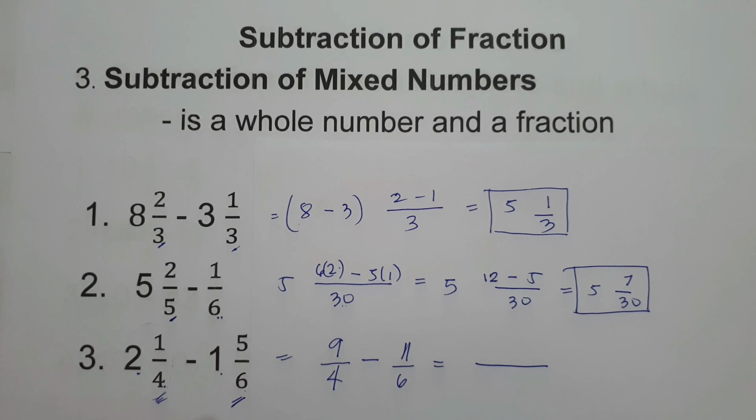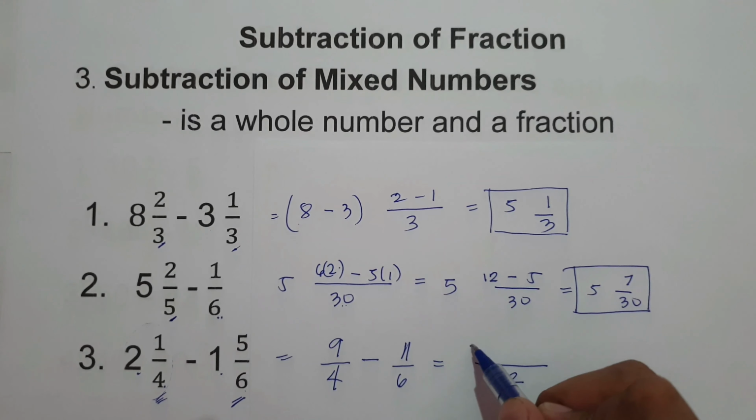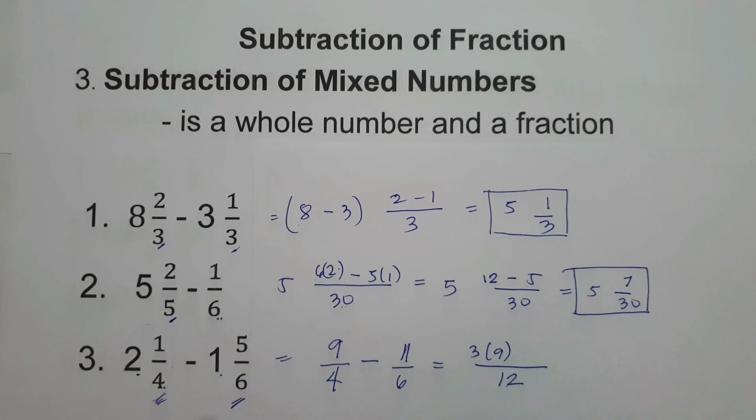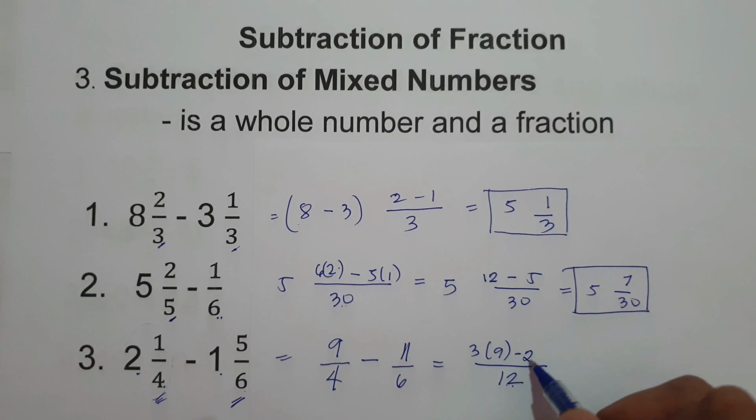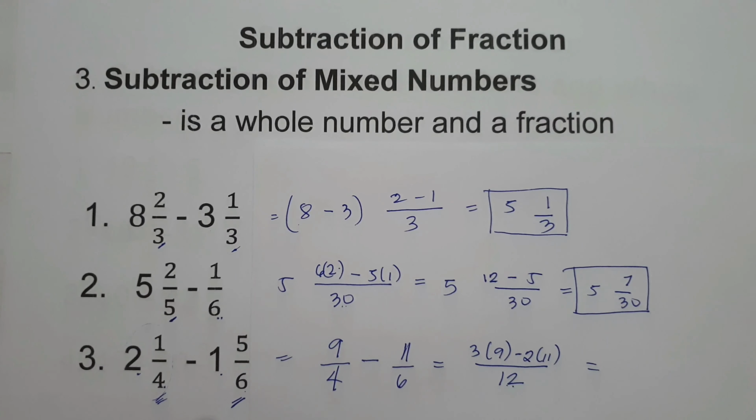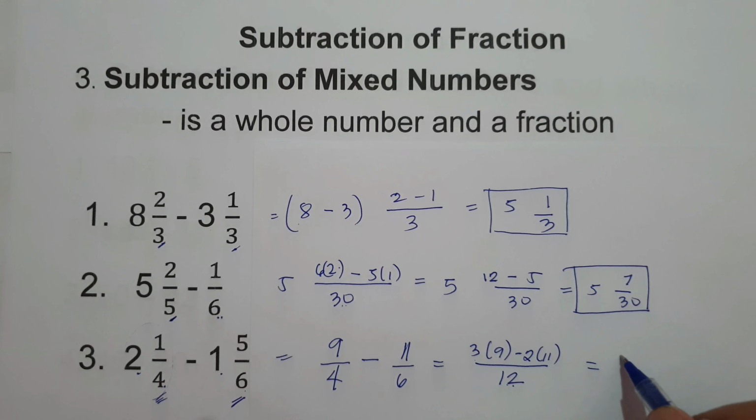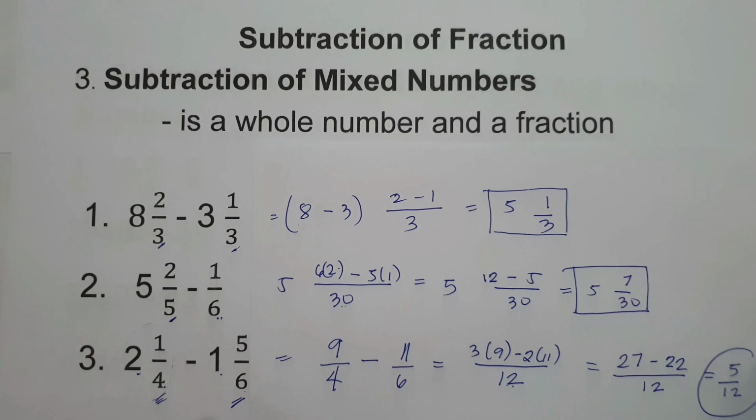Now, let's find the LCM of 4 and 6. The LCM of 4 and 6 is 12. 12 divided by 4 is 3, times 9. And then 12 divided by 6 is 2, times 11. Now, 3 multiplied by 9, that is 27. Minus 2 times 11 is 22 over 12. Therefore, 27 minus 22 is 5 over 12. So this will be our final answer.